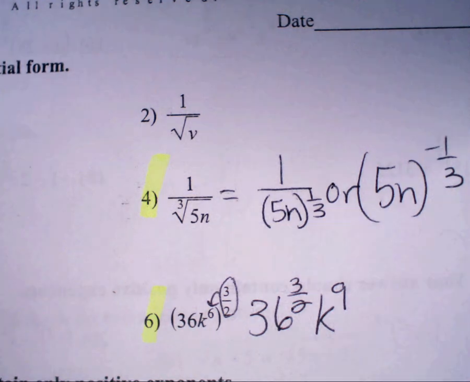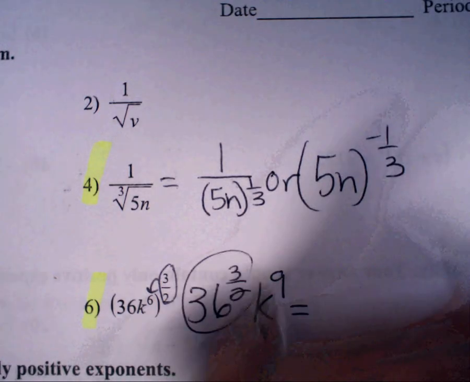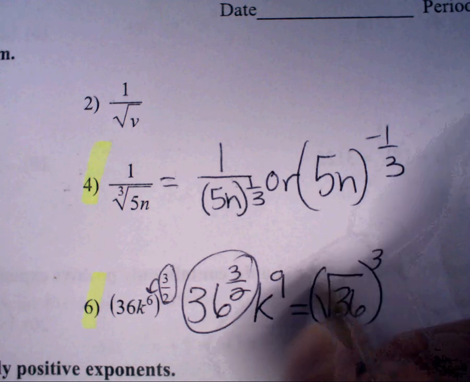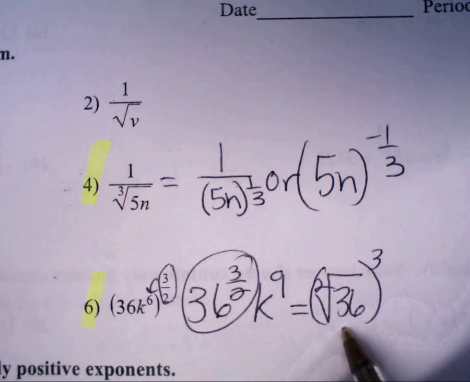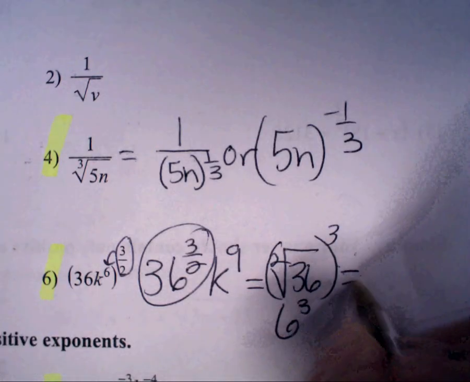So in this case, I'm going to rewrite this as square root of 36 to the 3rd, because there's a little 2 here. So that would be 6 to the 3rd. And so that's 216 k to the 9th.